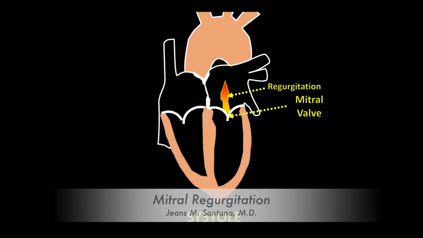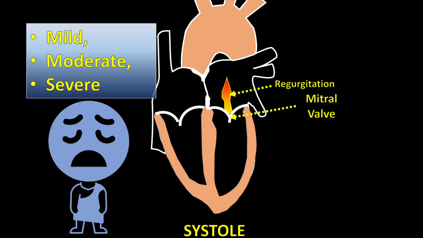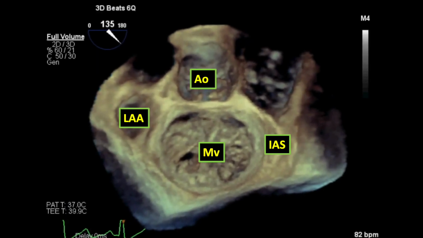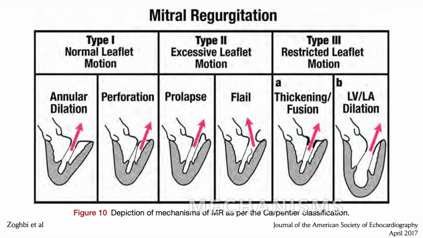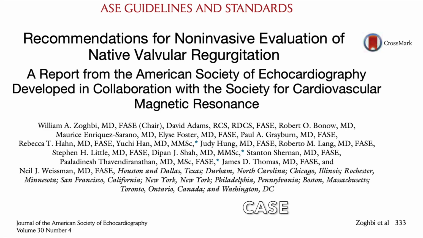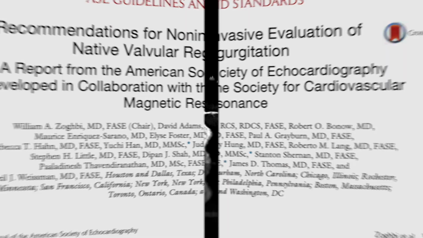Mitral regurgitation can be mild, moderate, or severe, and symptoms can be significant, affecting daily function. In this video, I talk about the anatomy of the mitral valve, highlight the mechanisms of mitral regurgitation, and assess a case of mitral regurgitation, highlighting the PISA method.